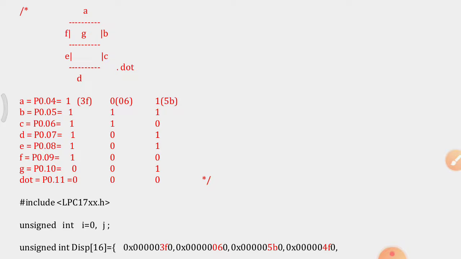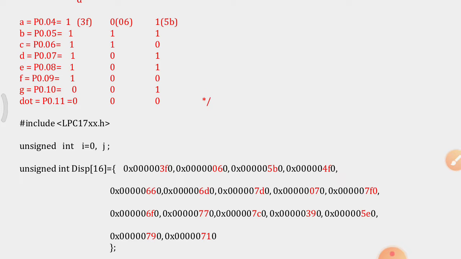Next, if I want to display 1, that is B and C going high, I have to make the pins B and C equal to 1. So by writing P0.5 and P0.6 equal to 1 and 1, the value of these 8 bits will become 06. These values I am going to use here.